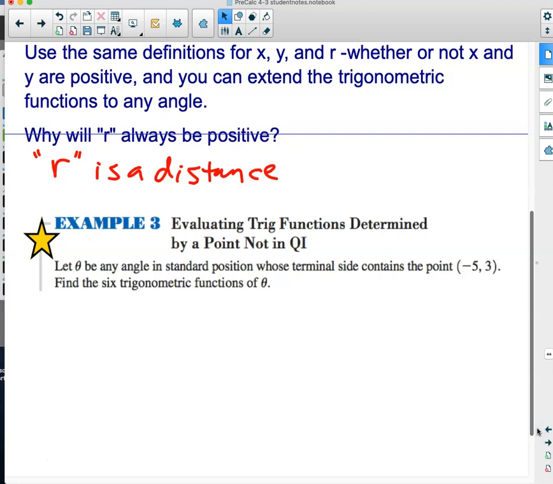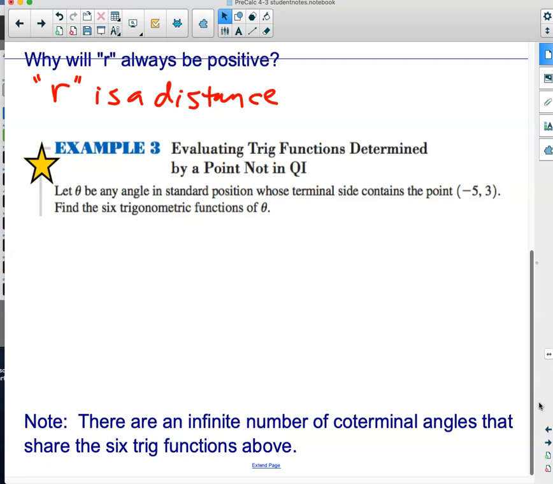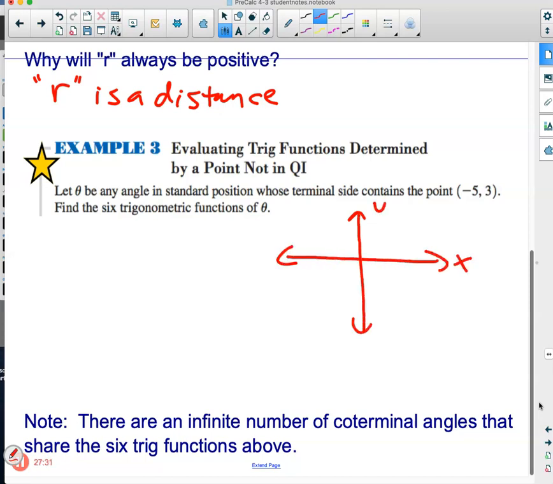Example 3 says, let's evaluate some trig functions determined by a point. This time we're going to leave quadrant 1. Let theta be any angle in standard position whose terminal side contains the point negative 5, 3, and find the 6 trigonometric functions of theta. Well, let's find negative 5, 3. And we don't have to be real specific. We can just say, hey, it would be negative 5, 3. It'd be up here.